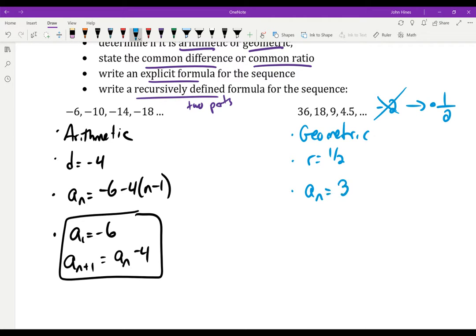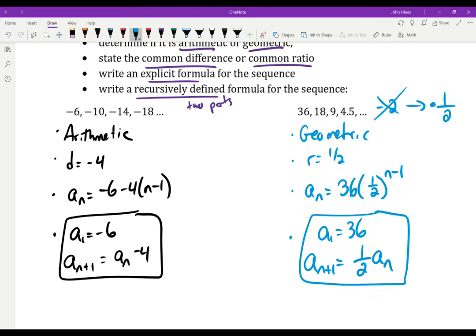Explicitly, start at 36, keep multiplying by a half to the n minus 1. Recursively, start at 36. To get to the next term, you take half of the nth term, half of the guy before you. Those two together make up the recursive rule.